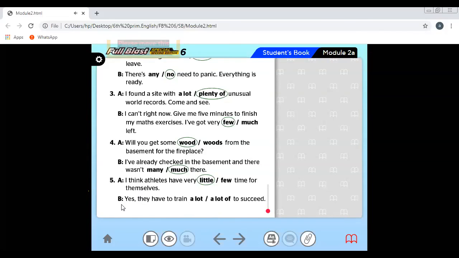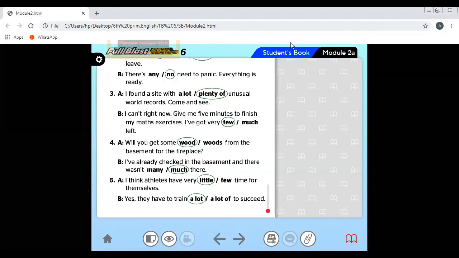Excellent. Let's go to the last one. Yes, they have to train a lot or a lot of. Here I can use a lot because I don't have something after it. What is the meaning of a lot too? Can I ask you something? A lot of can be used with the noun: a lot of work, a lot of students. But if we don't have a noun after it, we can use a lot. Only a lot. Yes. What's your question?